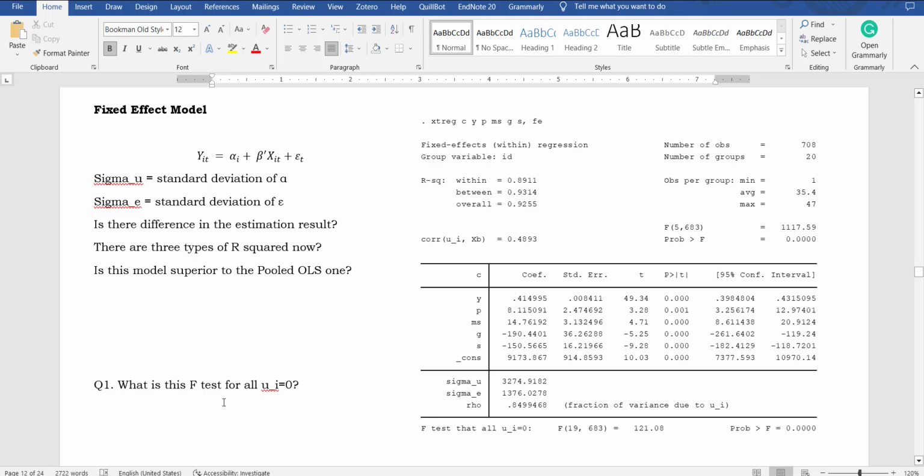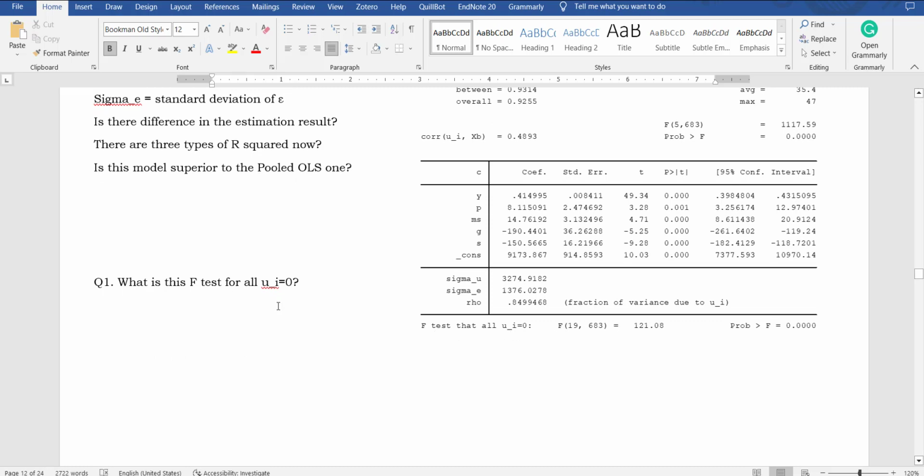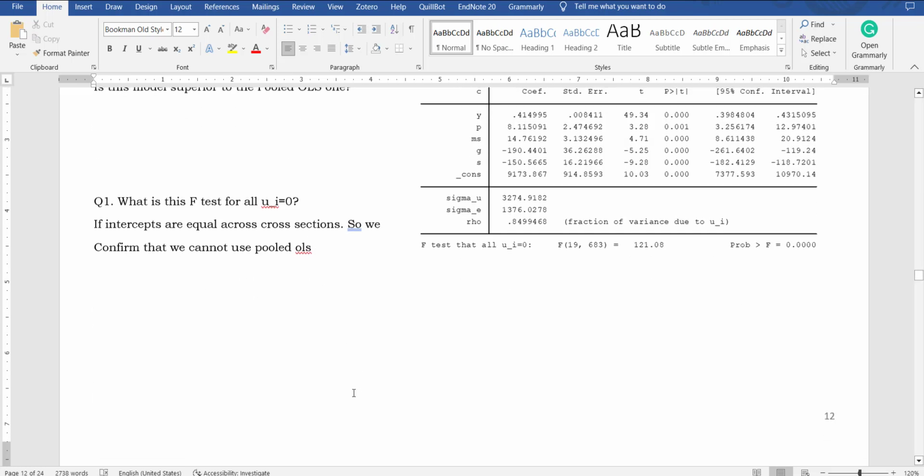So this is a test which is checking if intercepts are equal across cross sections. It is not, because it is significant. So we confirm that we cannot use pooled OLS. Then we move forward. So fixed effect is the one.